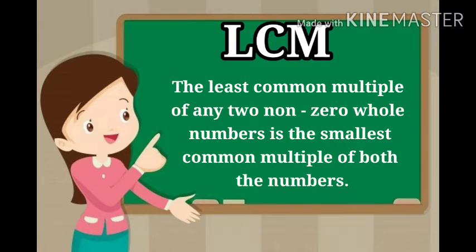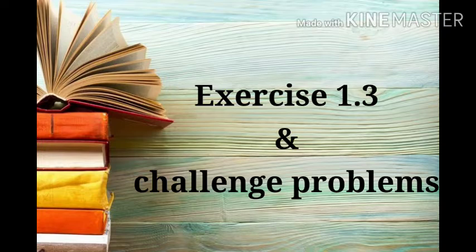And then LCM. The least common multiple of any two non-zero whole numbers is the smallest common multiple of both the numbers. Students, to find the LCM, what do we have to do first? We have to divide all the numbers at the same time. Then we have to find the product of factors. In this session, today we are going to solve exercise 1.3 and challenge problems.